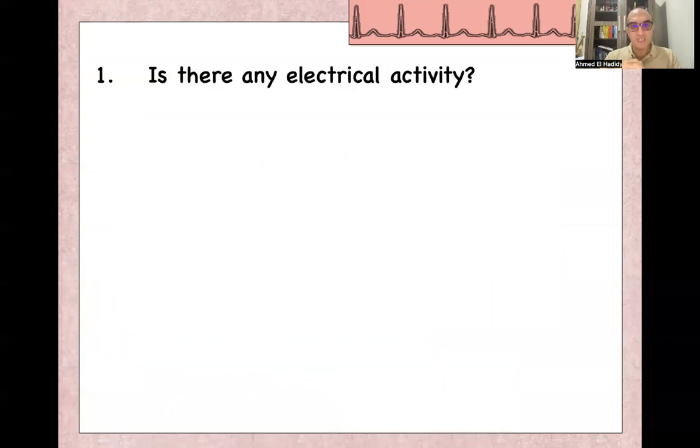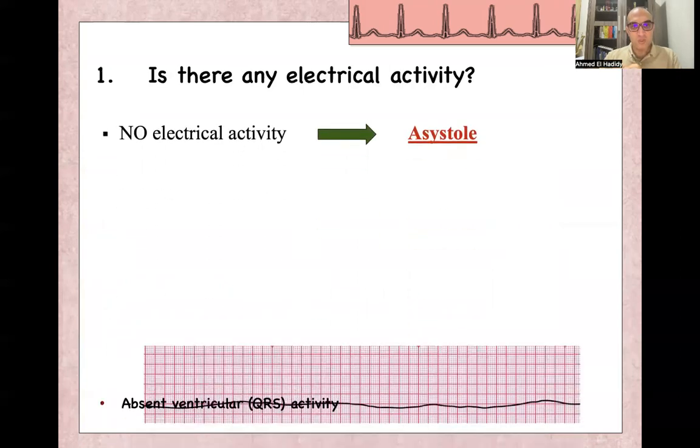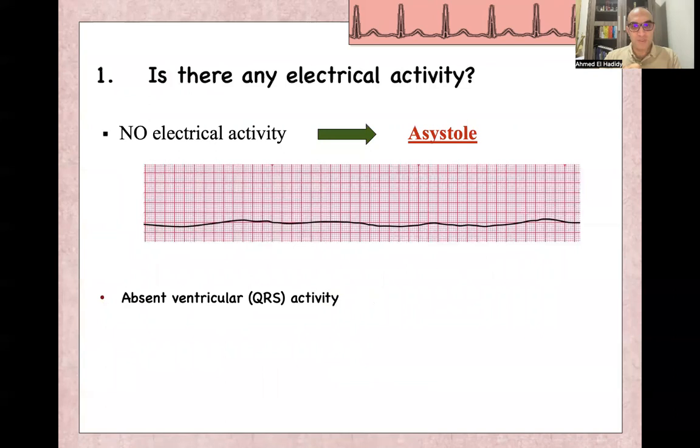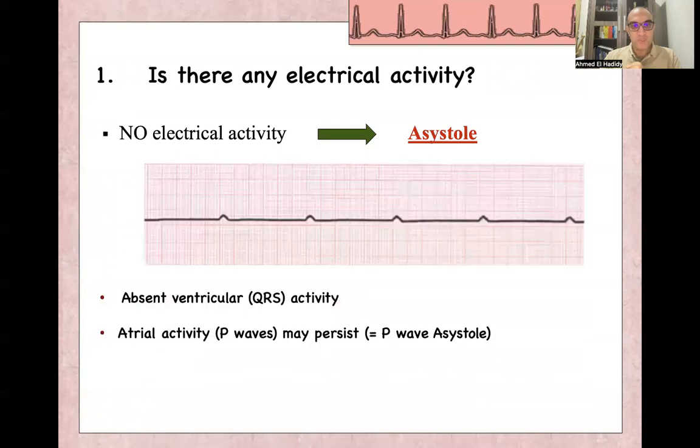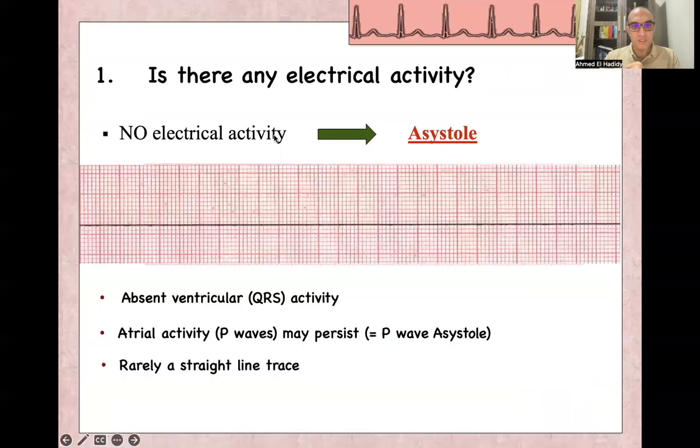Is there any electrical activity or no? If there is no electrical activity, this means asystole. So asystole means absent QRS or absent ventricular activity. Usually it's a wavy line. Sometimes there are P waves, and when there are P waves, it's called P wave asystole, and it's the same treatment and same management as asystole. It's rarely a flat straight line. Usually a flat straight line means lead disconnected.